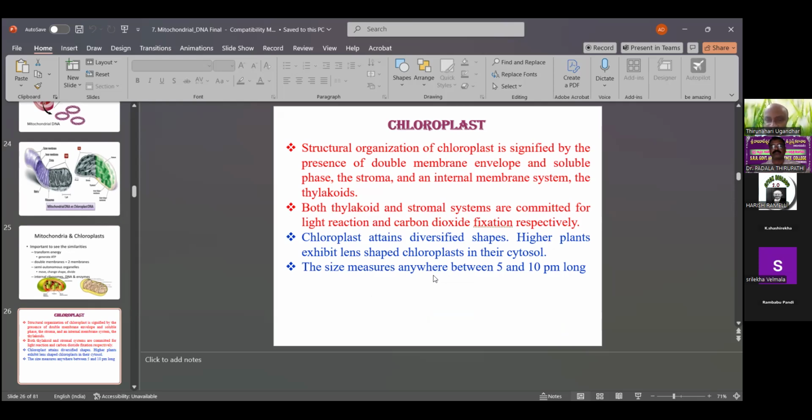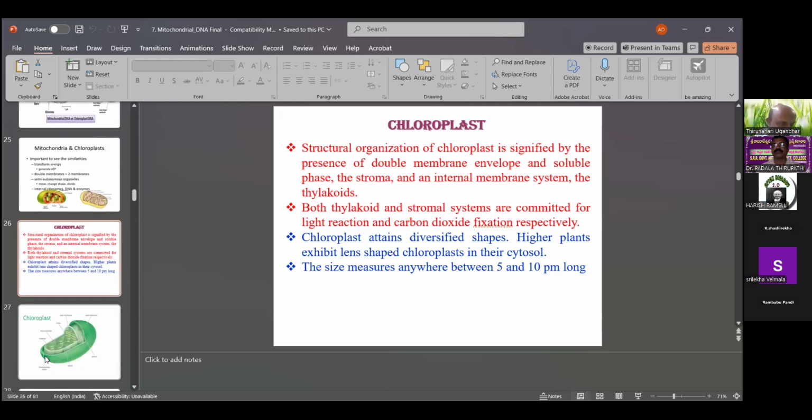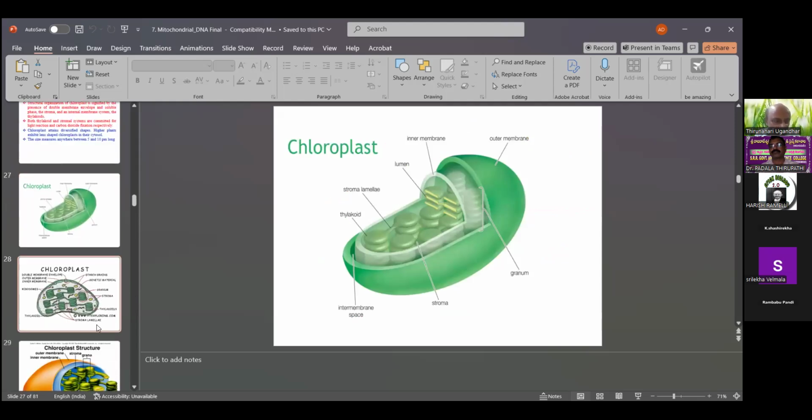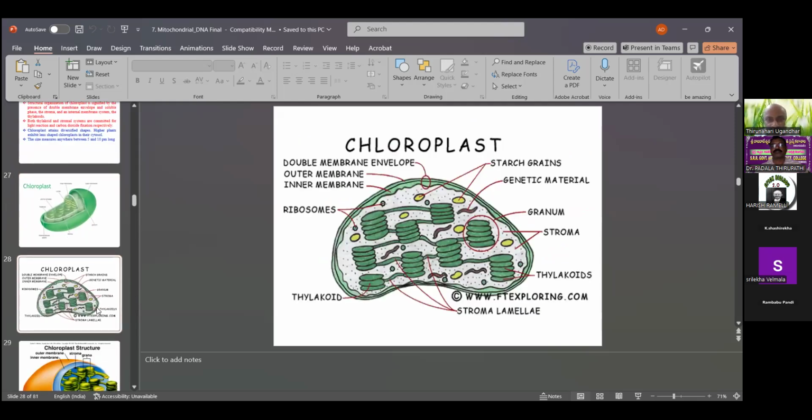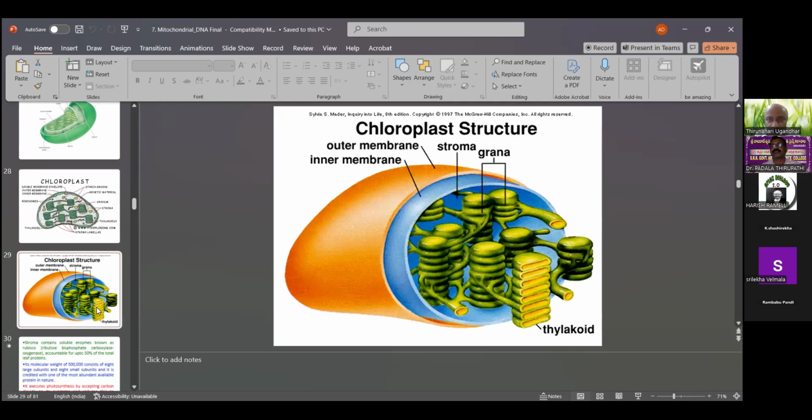The chloroplast attains diversified shapes. In higher plants they exhibit lens-shaped chloroplasts in their cytosol, also round, spherical and lens shapes. The size measures between 5 and 10 micrometres in length. That is one character of the DNA. This is the chloroplast with its double membrane, the chloroplast structure.